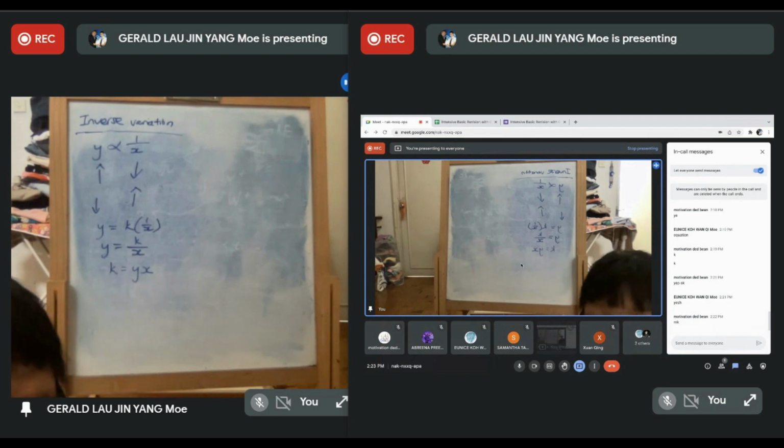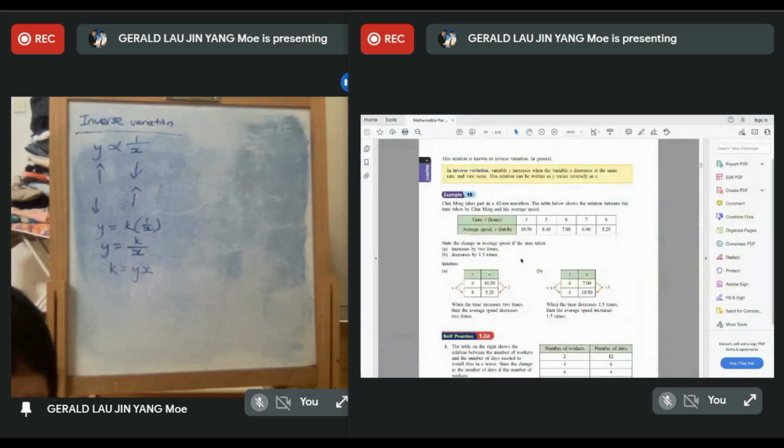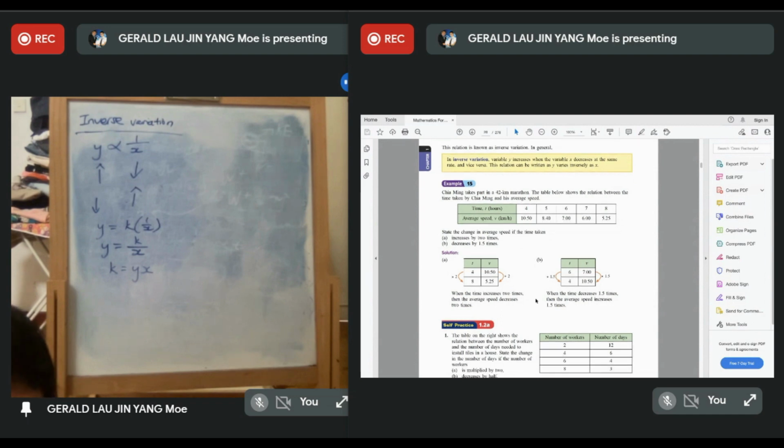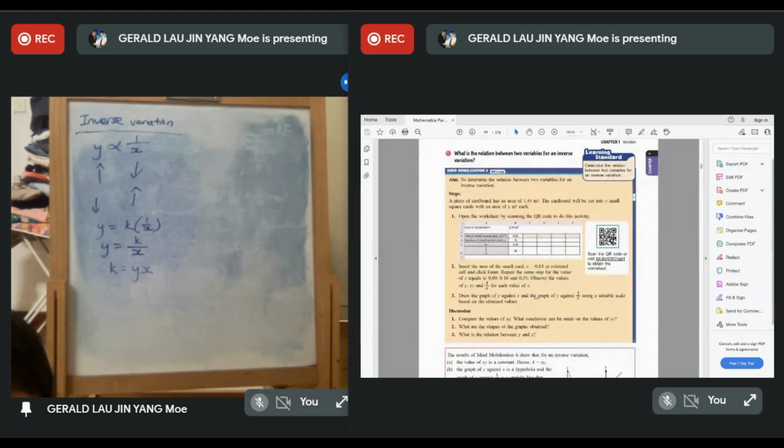Okay, so look at the textbook again. State the change in average speed if the time taken increases by 2 times. If the time increases 2 times, the speed will decrease 2 times. And if the time is decreased 1.5 times, the speed will increase 1.5 times. So all this is not the important one.